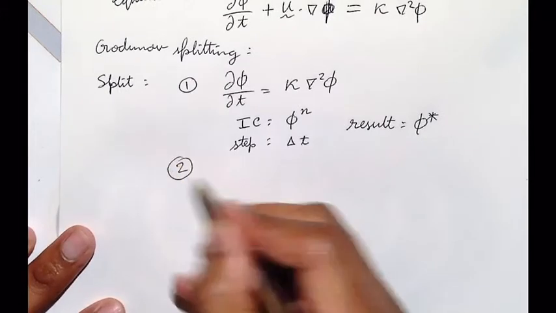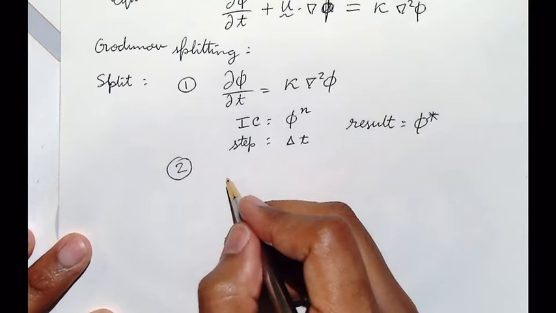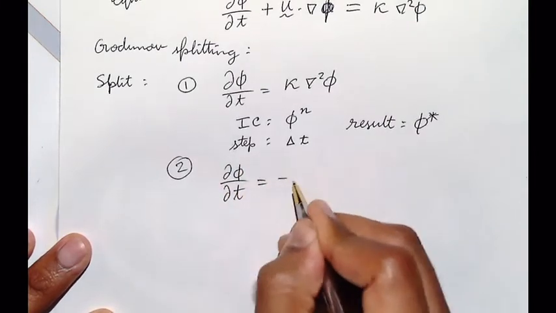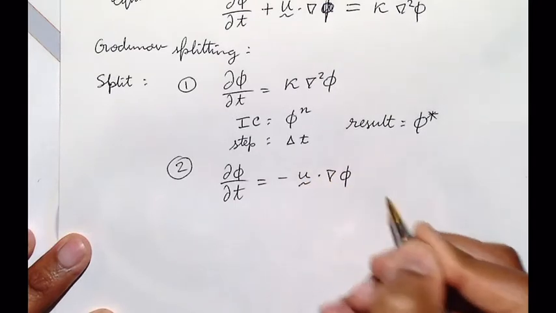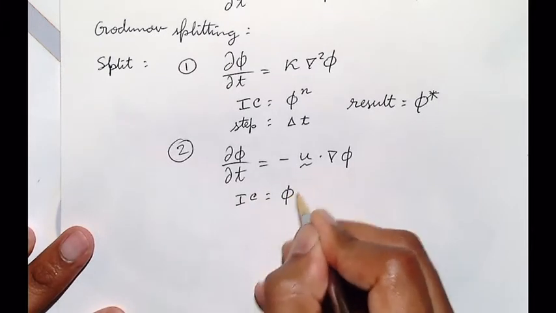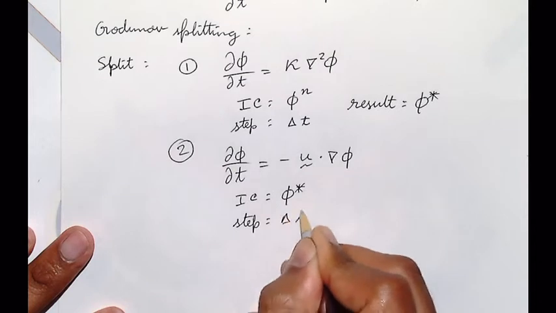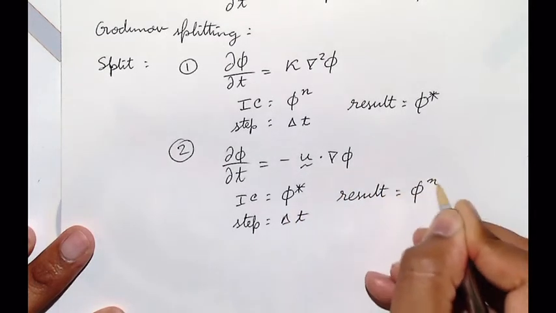The second sub-problem is ∂φ/∂t equals negative u dot nabla φ. Initial condition? φ star. Step size, Δt. Result? φ^(n+1). Yeah, that's your final answer.